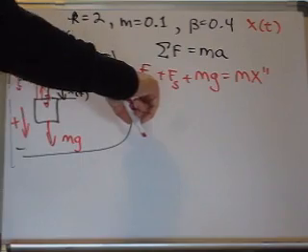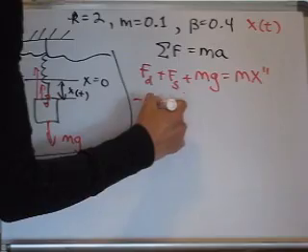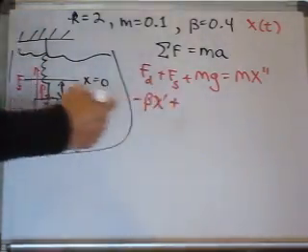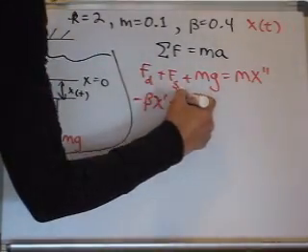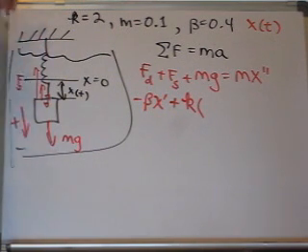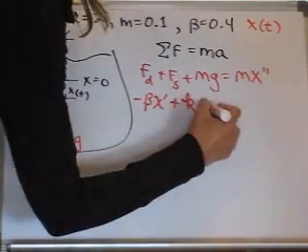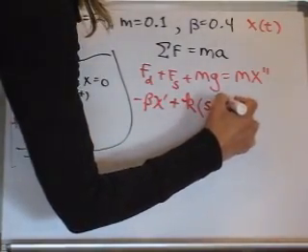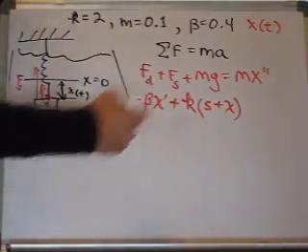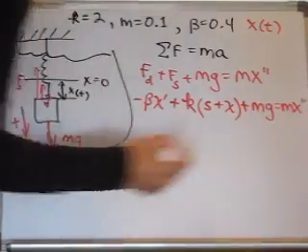So the damping force is equal to negative beta, the damping coefficient, times the instantaneous velocity x prime, plus the spring force is k times the stretch in the spring. Since that stretch changes as the object moves, the total stretch is the initial stretch to the equilibrium position plus however much the object has displaced from equilibrium at time t. And then we have mg equals mx double prime.